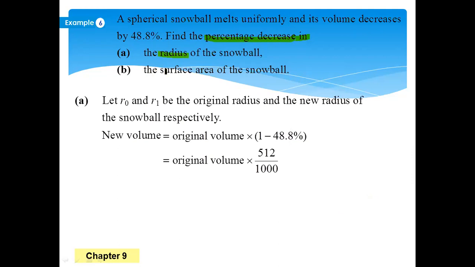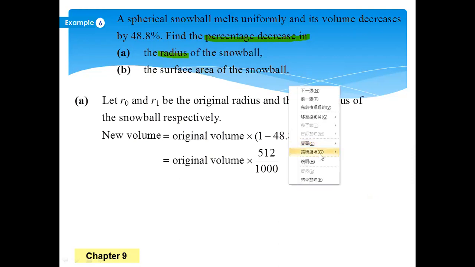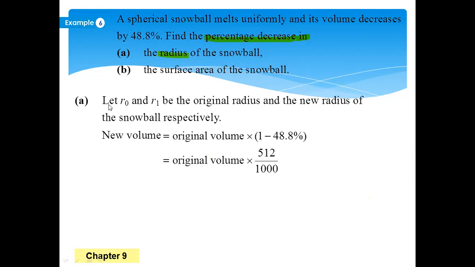And part B, surface area. Part A first. Let R0 be the original radius and R1 be the new radius. According to the question, the volume decreases. So the new volume is 1 minus 48.8% of the original. How come this fraction?